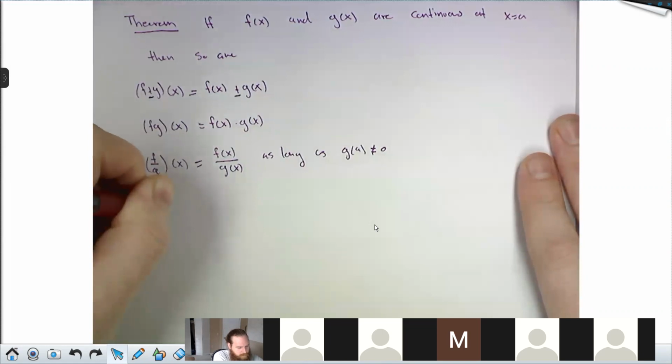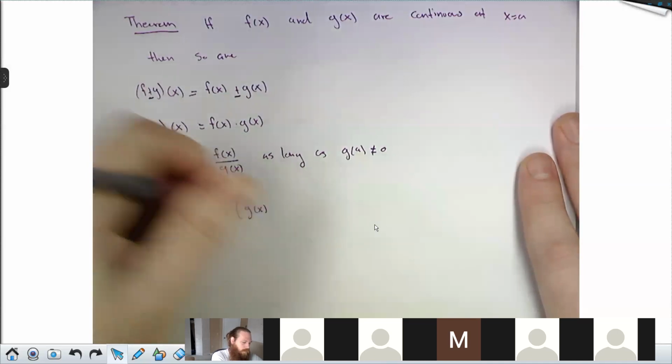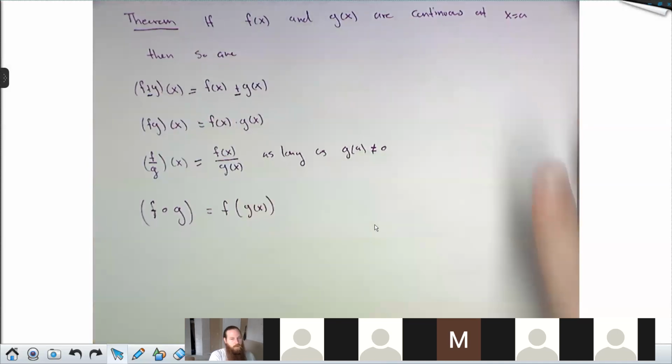their composite is also continuous at that number. This is a big deal. What this says is that if you take two continuous functions and glue them together in any way, the result is another continuous function. The proof of this theorem is actually quite hard.